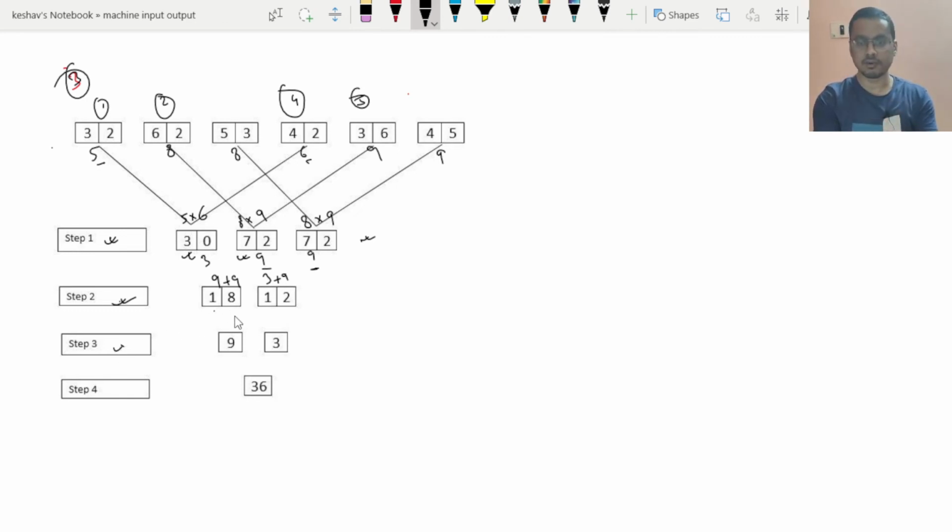Simple logic, sum of the digits, 1 plus 8, 9. Okay, 1 plus 8, 9. And again, how we are getting box 2? 1 plus 2, sum of the digits. Okay, so 1 plus 2 is equal to 3.